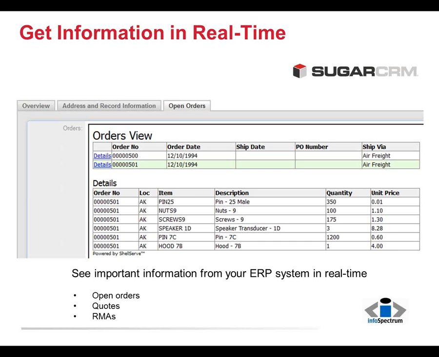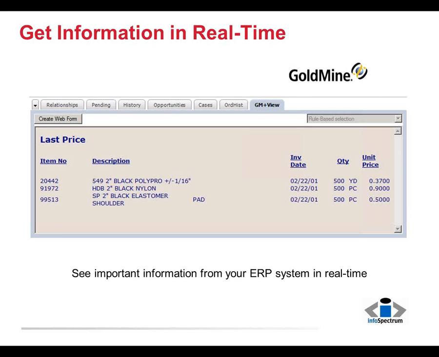And typically, people use this kind of real-time information to see information not only about orders, but also about quotes, about RMAs, return material authorizations, about samples that they've requested. Has my sample shipped? I haven't received it. So that kind of information can be made available in real time, even in a cloud-based system.